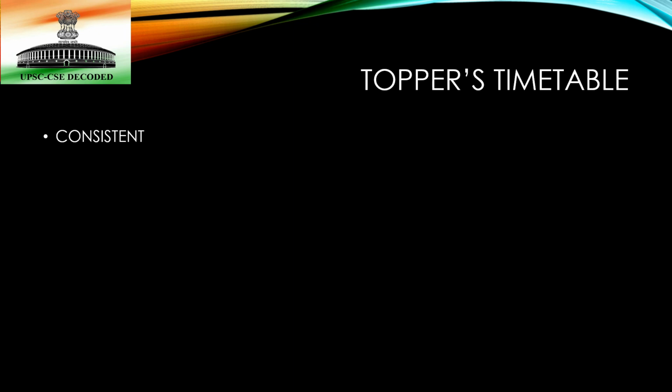Today you may be an aspirant, tomorrow you may clear this exam, and the timetable you formulated for yourself becomes a topper's timetable. What is the criteria for a timetable to become a topper's timetable? The first criteria is the person clearing the exam. Now, how does the person clear the exam? They will be consistent in following the timetable they have prepared for themselves.